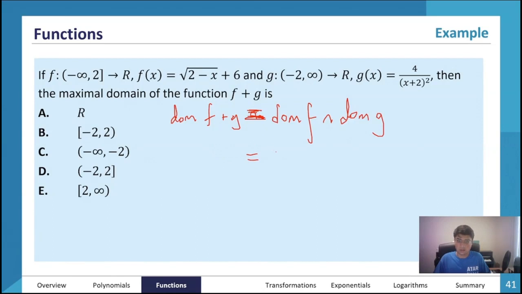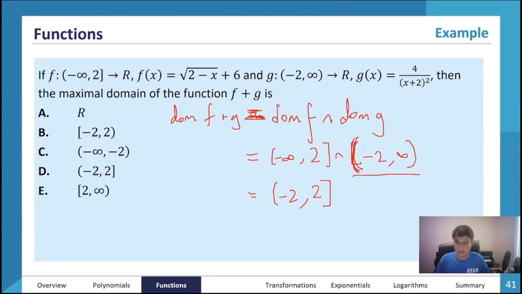So in this case, what's the domain of f? It's negative infinity and 2, intersect the domain of g, which is, round bracket, negative 2 and infinity. And if we're looking at the overlap for those two, it's going to be negative 2 to 2. Make sure we're using the round bracket and square bracket. At the left end of this domain, it's round bracket negative 2, and at the right end, it's 2 followed by a square bracket. So it looks like D is our answer.